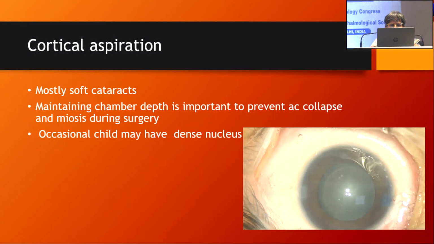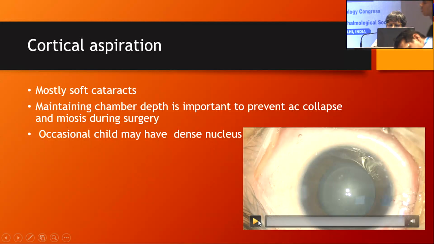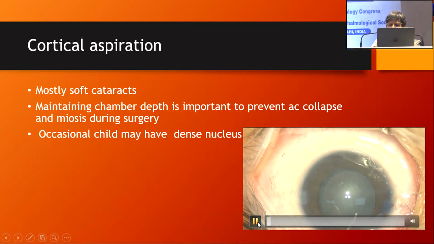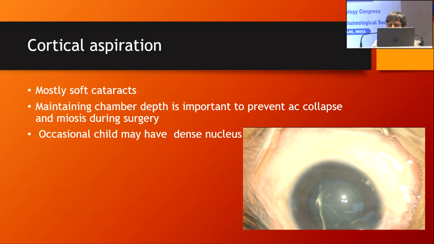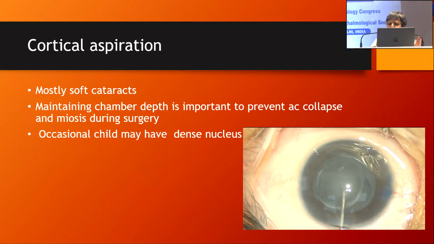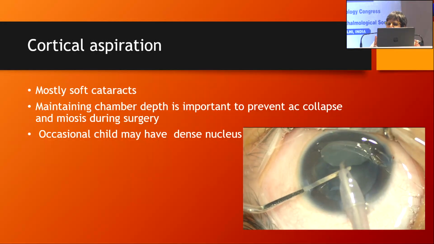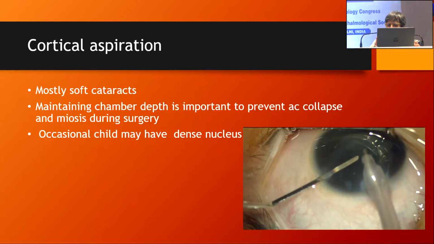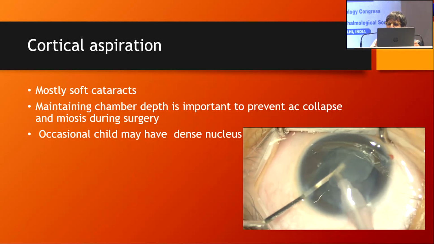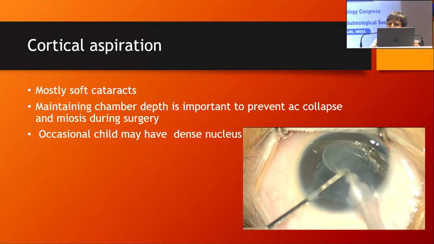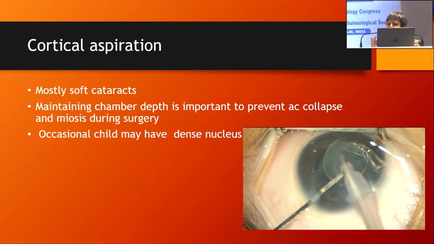Cortical aspiration, mostly they are soft cataracts and you can aspirate them. Maintaining anterior chamber depth prevents the AC collapse, but occasionally a child may have a very dense nucleus. If you see a densely formed nucleus like this, this is an 8-month-old baby, but you can see it's almost like a soft adult nucleus, and I had to actually use a phaco probe because of its wider bore, and still I struggled with this.